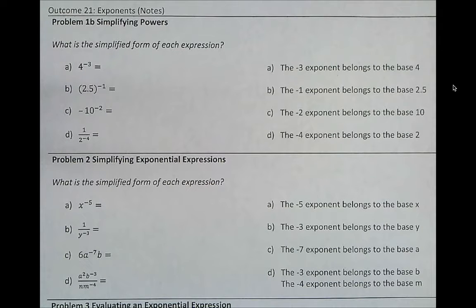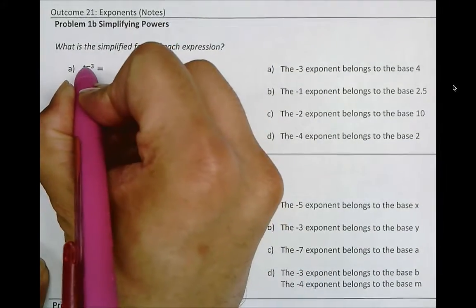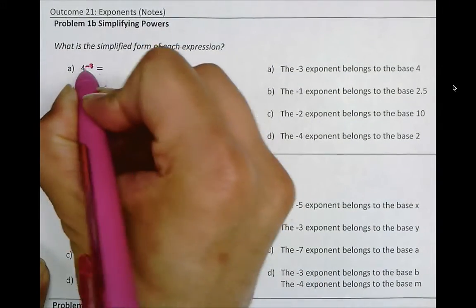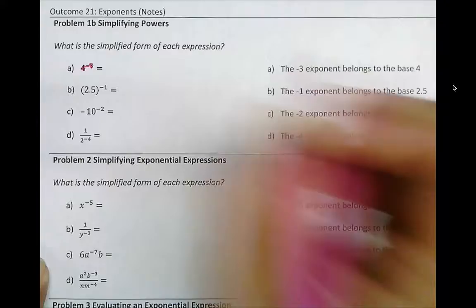In the following three examples, problem 1b, problem 2, and problem 3, we will use the property of negative exponents. Let's recall that an expression with a negative power ends up on the opposite side of the fraction bar as a positive power. So our goal is to take negative exponents, make them positive, so we can then simplify further if needed. So let's start with part A, which has an exponent of negative 3, which belongs to the 4.